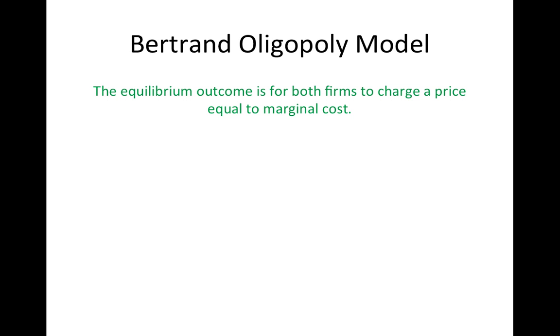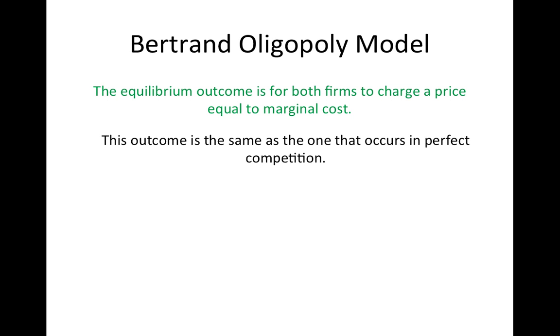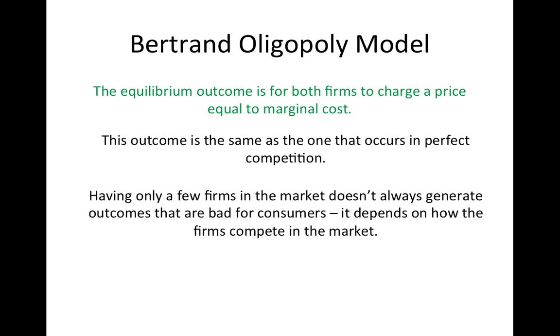Thus, even though there are only two firms in the market, the outcome is the same as in a perfectly competitive market. This model illustrates an important point. Just because there are very few firms in a market doesn't necessarily mean that they will exercise pricing power. Thus, markets with only a few firms in them don't necessarily generate results that are bad for consumers. It depends on how firms are competing against each other.